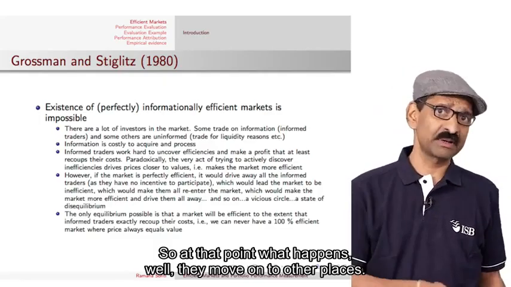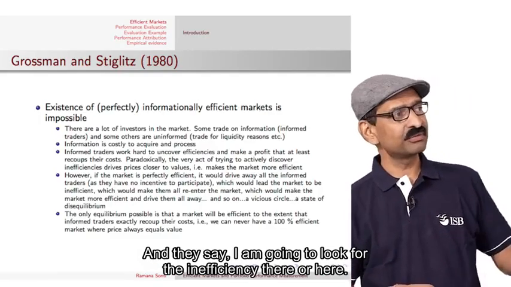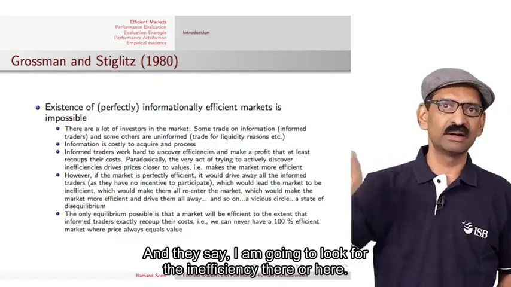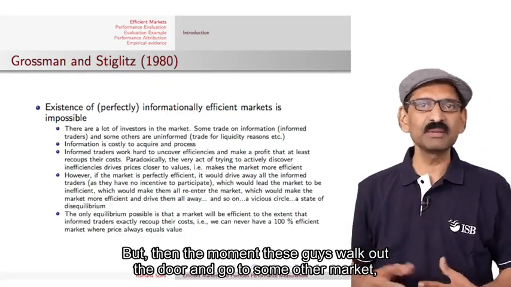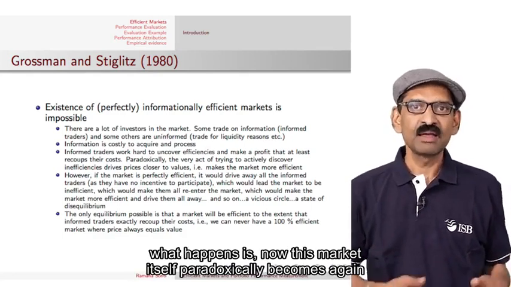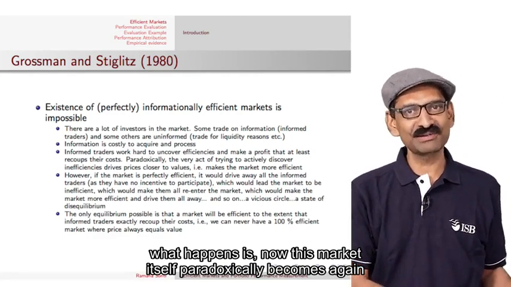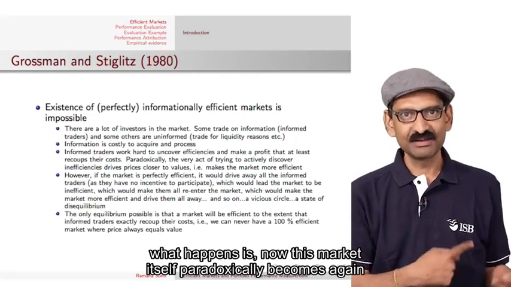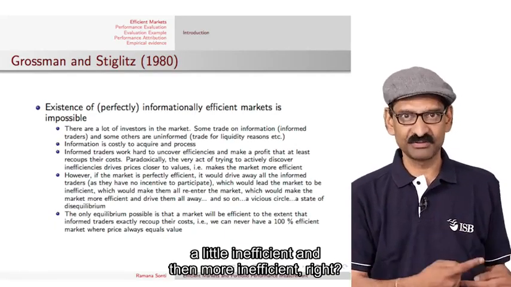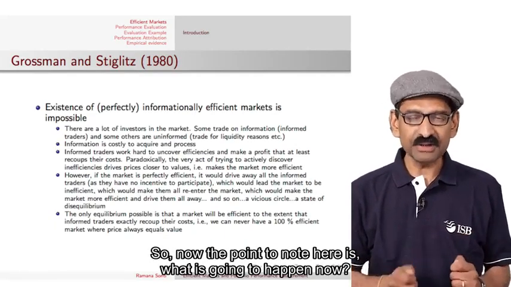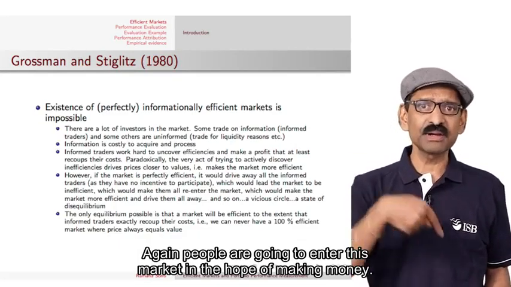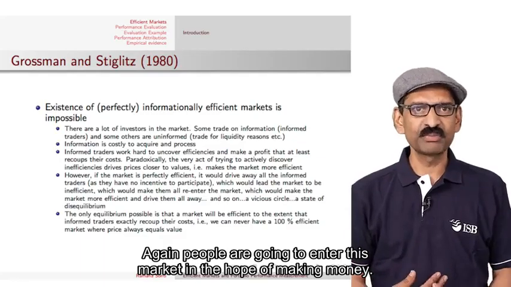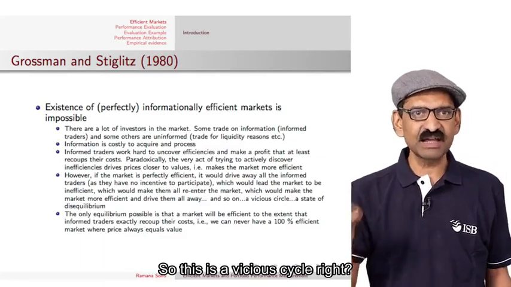Well, they move on to other places and say, I'm going to look for inefficiencies there or here. But the moment these guys walk out the door and go to some other market, this market itself paradoxically becomes again a little inefficient, and then more inefficient, right? So now the point to note here is, what is going to happen now? Again, people are going to enter this market in the hope of making money.